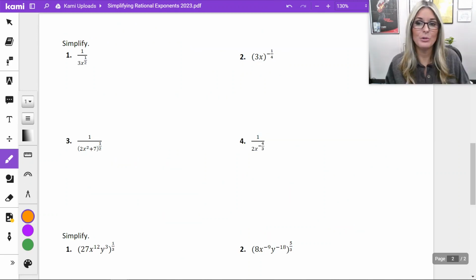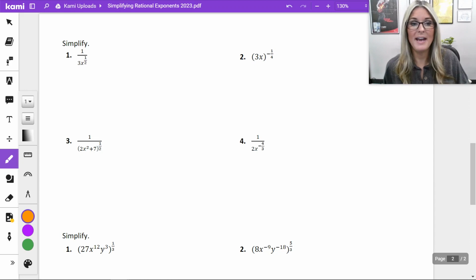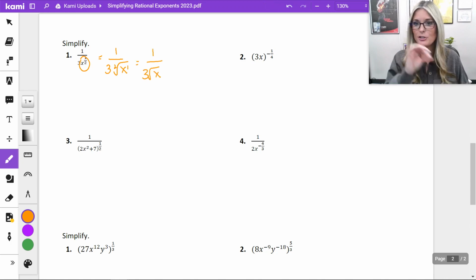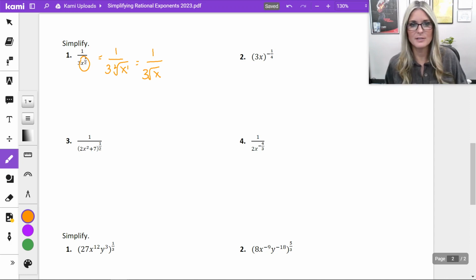Now let's use those rules to simplify expressions. So look at number one. We have 1/3 x to the 1/2. Who has that exponent of 1/2? Just the x. So let's say 1 is going to stay the way it is. We've got 3. And let's change that fraction exponent to radical form, the square root of x. I'm going to show that. And then obviously we can write it more simply with just that understood square root of x.